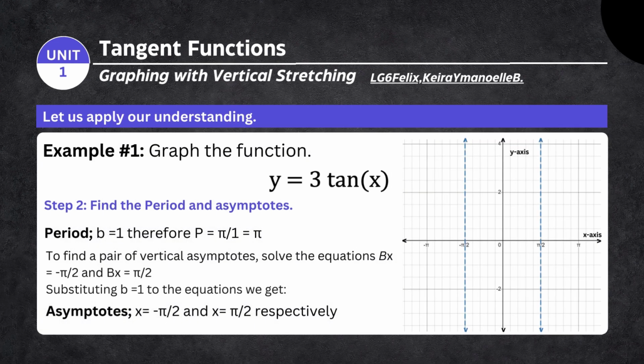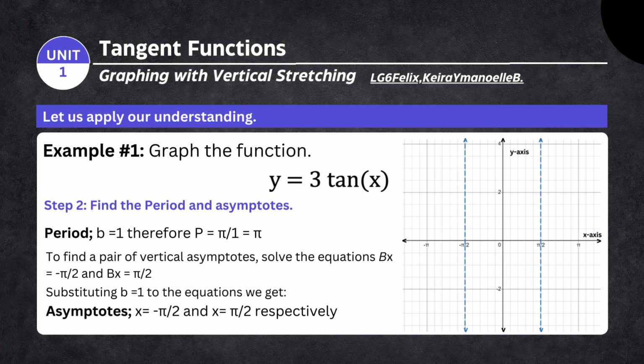Step 2 is to find the period and to find the pair of vertical asymptotes. We can find the period by identifying b in our given function. Since in the function, the coefficient of x is 1, we can say that b is equal to 1. Now to find the period, it is equivalent to pi over the absolute value of b, which in our case is 1, hence the period is equal to pi over 1, or simply just pi. Therefore, our period in this case is pi.